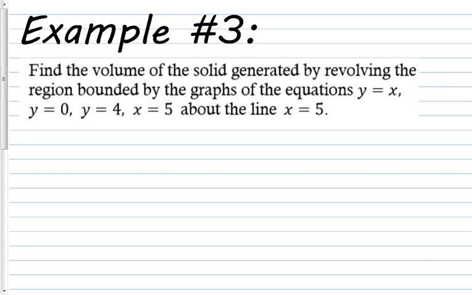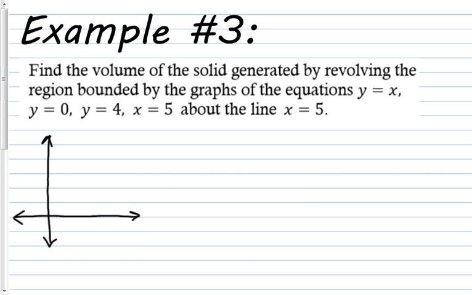So these equations, whatever area is generated by them, we're going to revolve that around x equals 5. So we're not revolving across the x-axis or the y-axis. This is actually the line x equals 5. But it is still vertical. So it's still the same formula. So I'm briefly going to graph these equations. Okay, it's always a good idea.